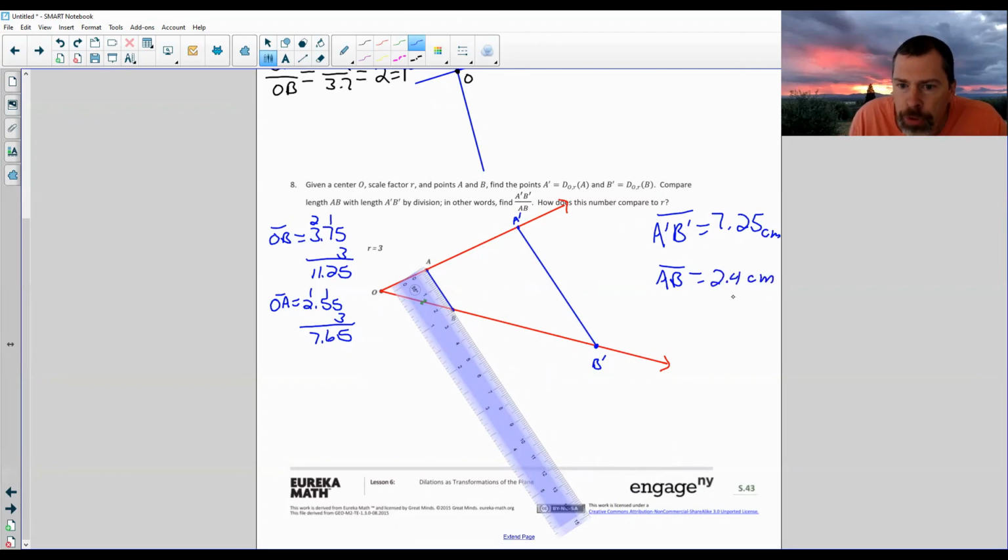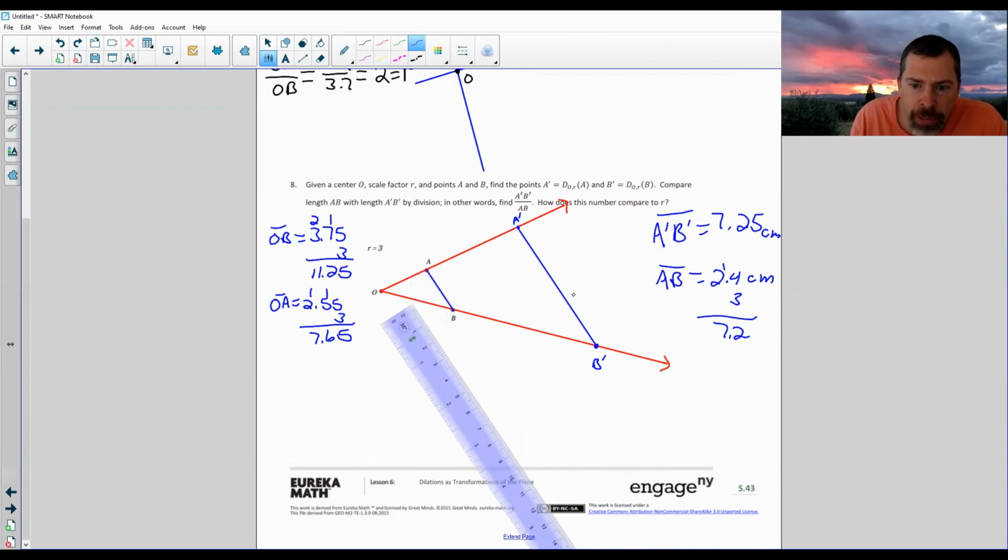So if I take 2.4 and multiply it by 3, 4 times 3 is 12. 3 times 2 is 6 plus 1 is 7. Well, there's 7.2. That's 7.2 or 7.25. So those two are very close. So A prime, B prime is 3 times as long as AB. So they do compare to our scale factor, R equals 3.